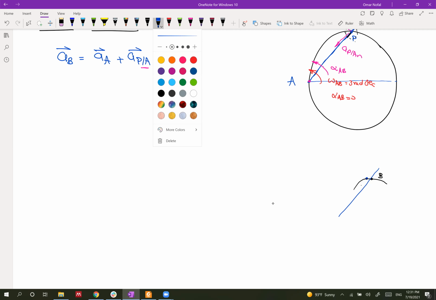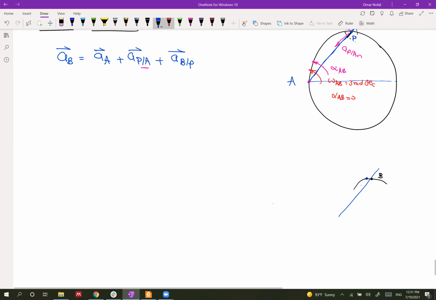And when this body moves like this, point B is still on the circle, but point P is somewhere here. So AP with respect to B should be something in this direction, or it could be in the other direction. And it's moving on a linear path, so it only has one component, which is the tangent component, and doesn't have a normal component.